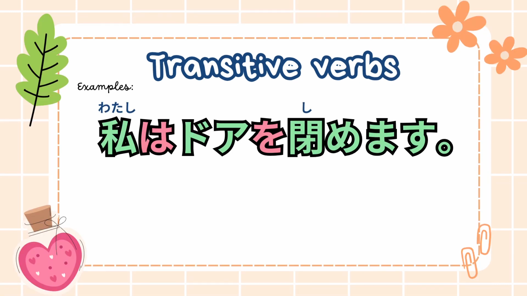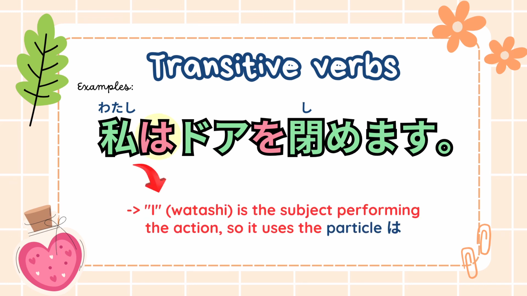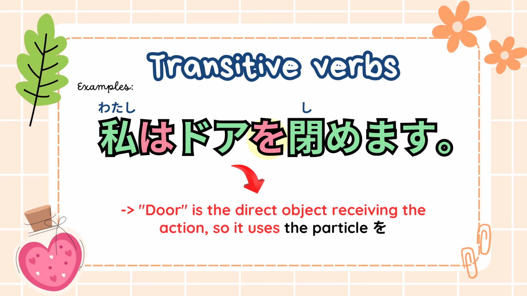For example, watashi wa doa o shimemasu. I close the door. In this sentence, I, watashi, is the subject performing the action, so it uses the particle wa. Door is a direct object receiving the action, so it uses the particle o.